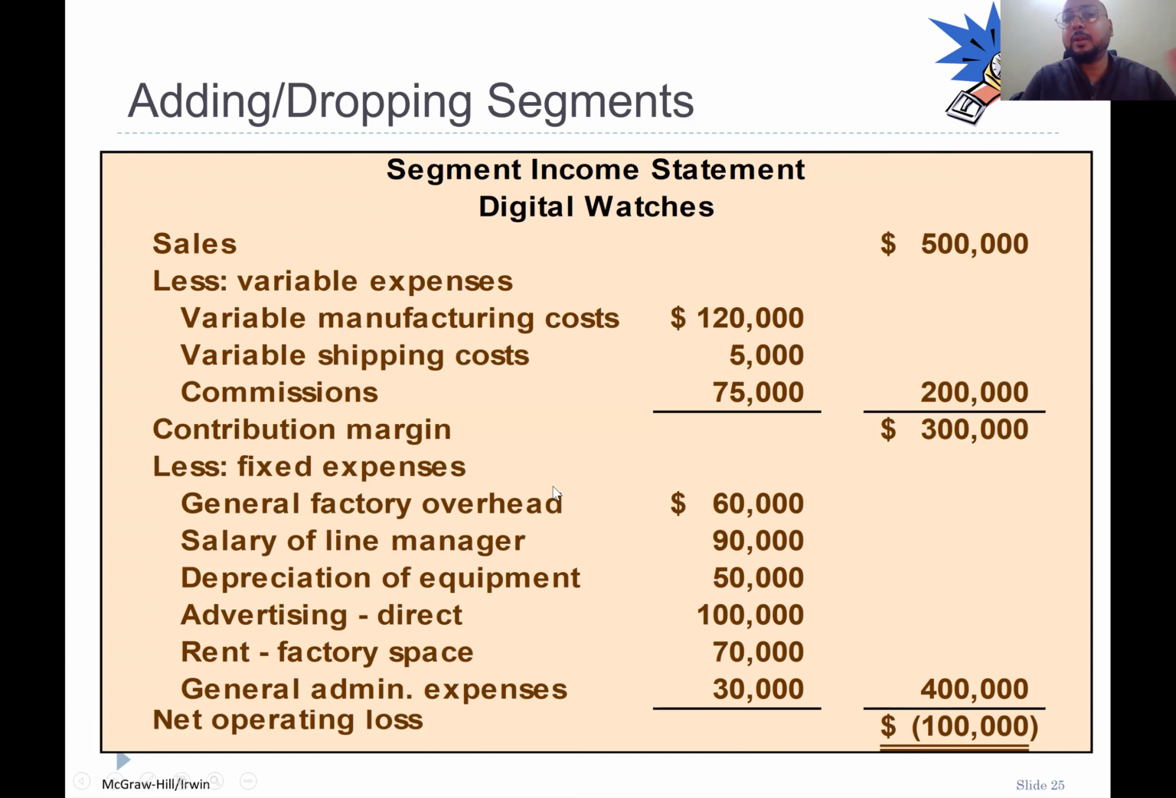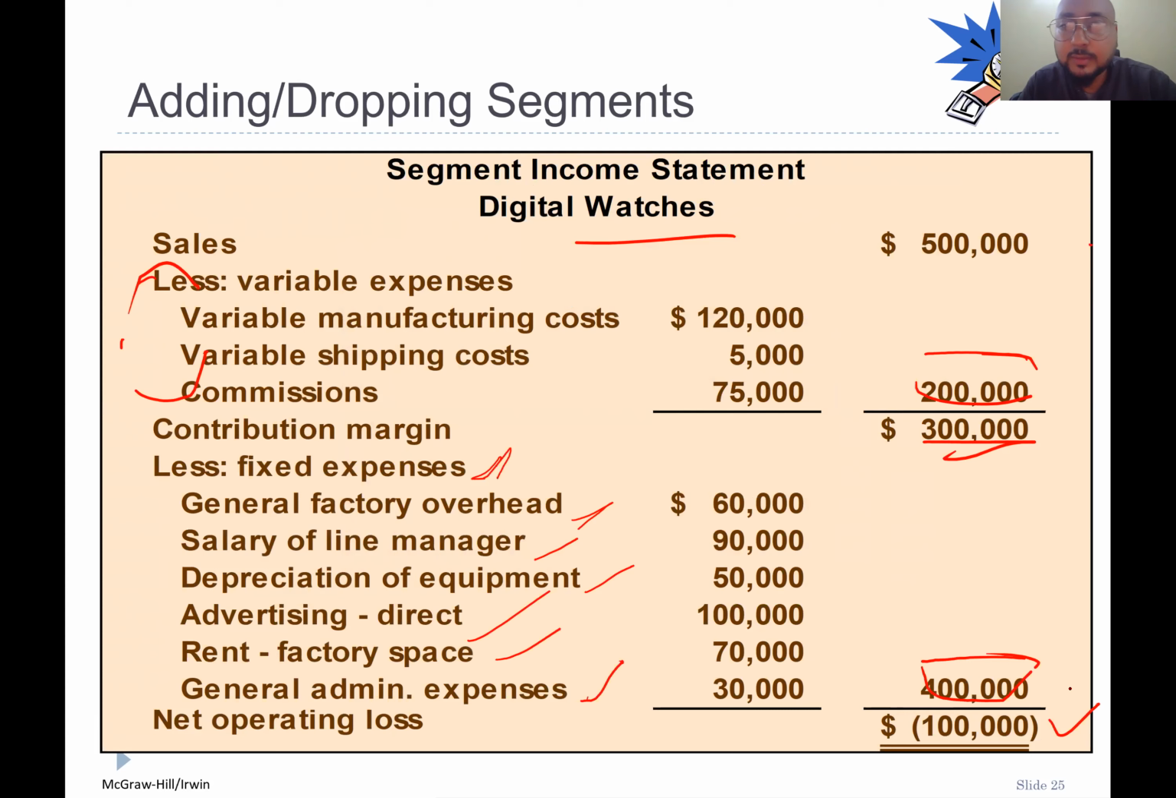So this is the segment of digital watch. The sales are 500,000. All the variable costs are 200,000. So 300,000 was their contribution margin. And now the fixed expenses include general factory overhead, salary of the line manager, depreciation, advertising, rent, and general administrative expenses. Digital watch segment is giving us 100,000 net operating income. Should we drop it? Should we keep it?